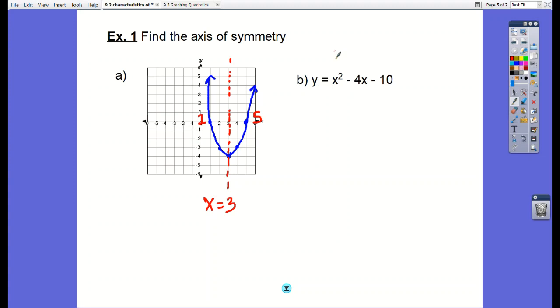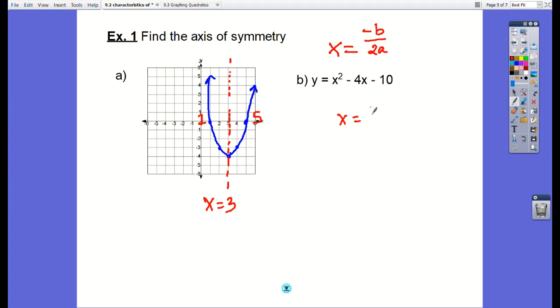What is our axis of symmetry equation? So x equals negative b over 2a. Yeah, negative b over 2a. So we're going to end up filling that in. All right, Michael, fill that in for us.